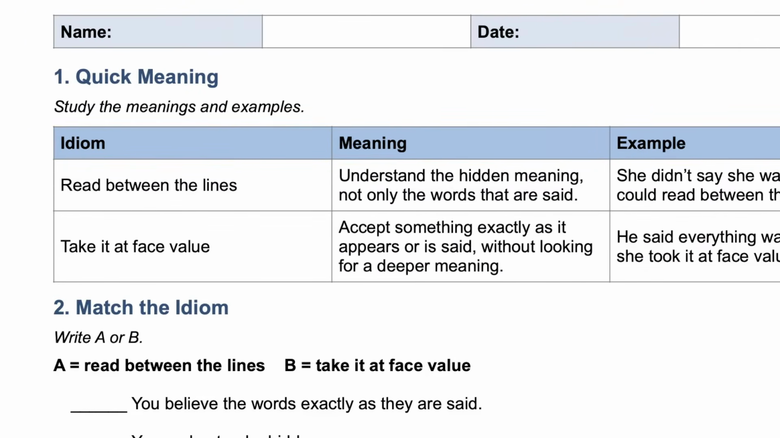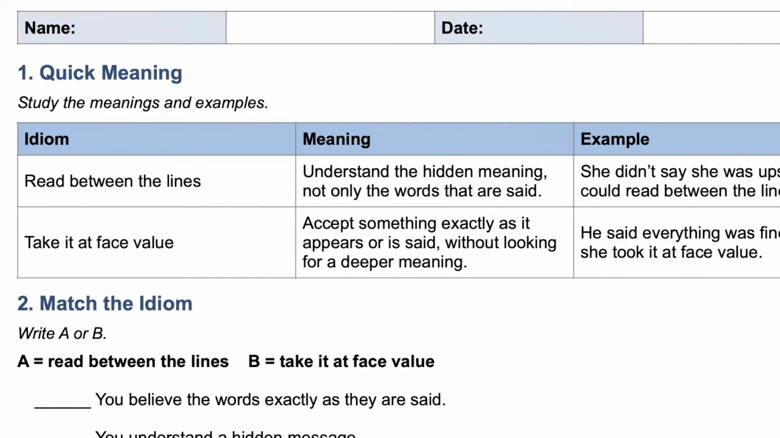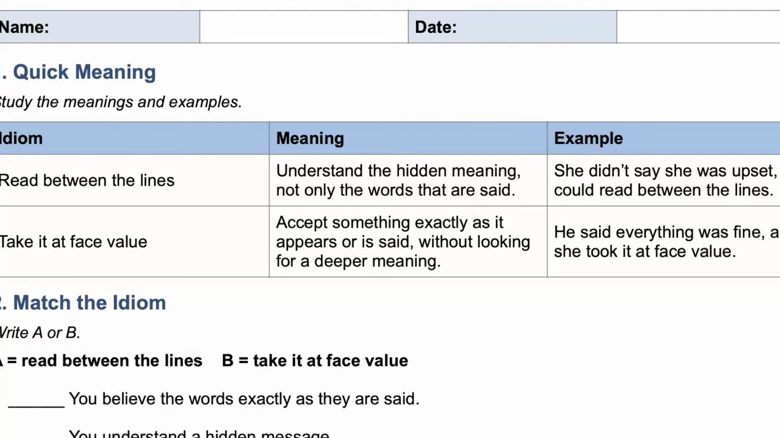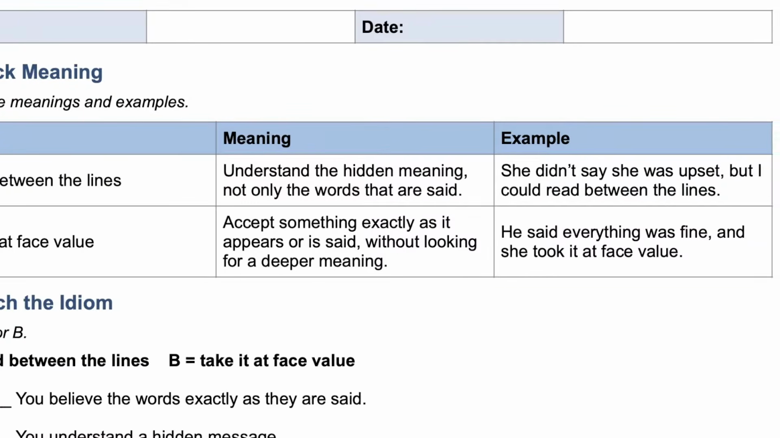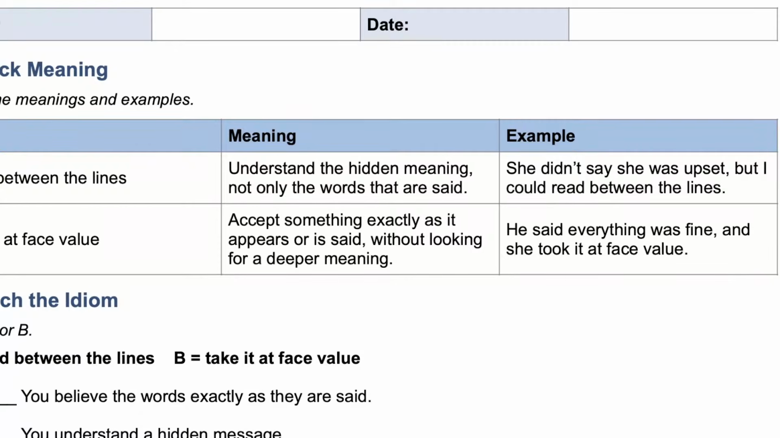And then take it at face value, meaning accept something exactly as it appears or is said without looking for a deeper meaning, right? You accept it. That's what it says. That's what the person said. That's what the person wants you to do, right? And then the example, he said everything was fine and she took it at face value.